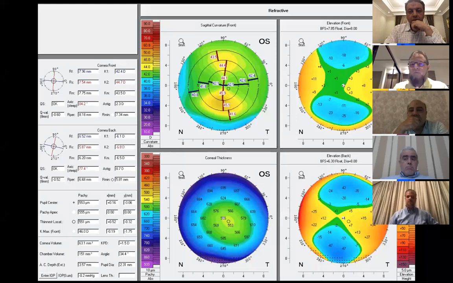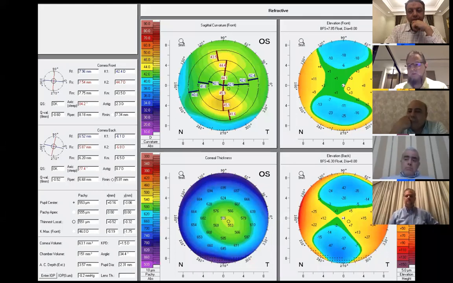And very roughly, if we don't have that map, we can deduct the posterior astigmatism from the anterior one. So the posterior is 0.7, the anterior 2.3. So the net is around 1.6. So 1.6 goes with the 1 diopter of manifest astigmatism. The difference is just 0.6, as Dr. Majdi mentioned before.